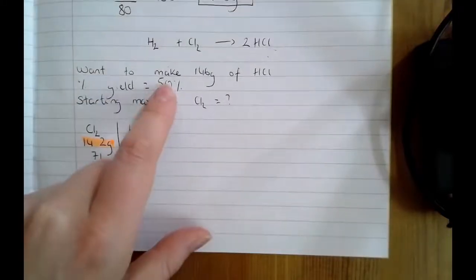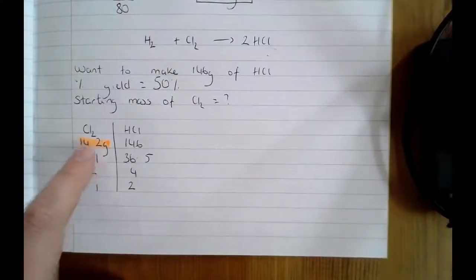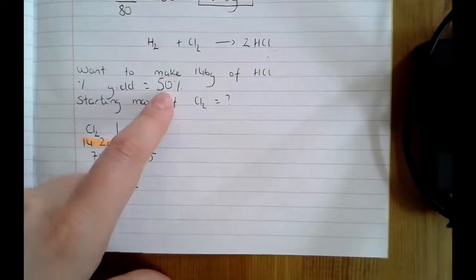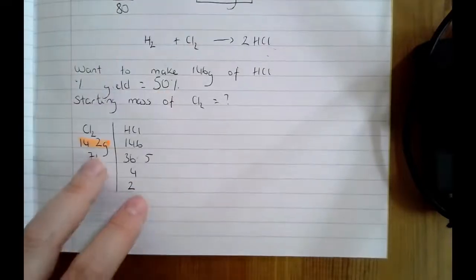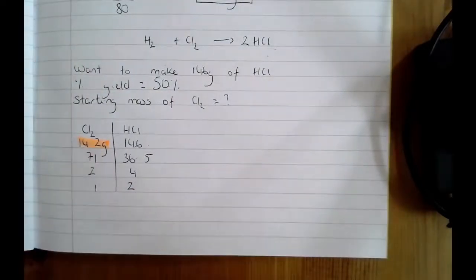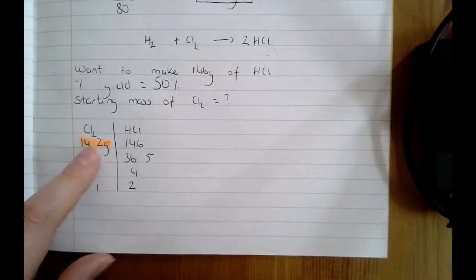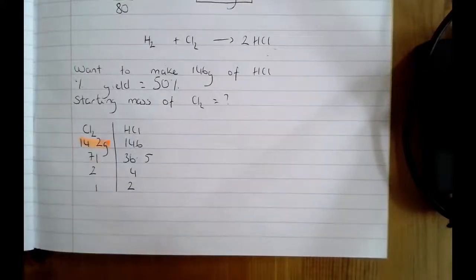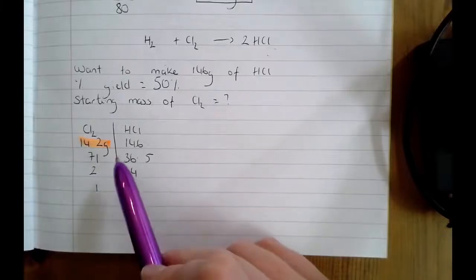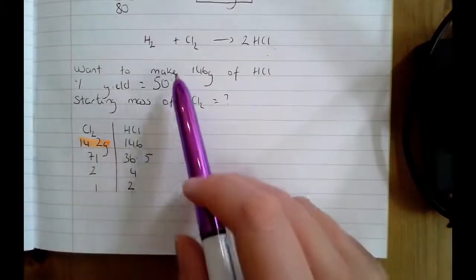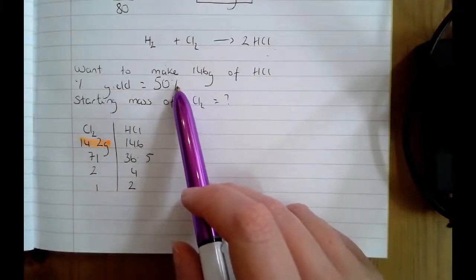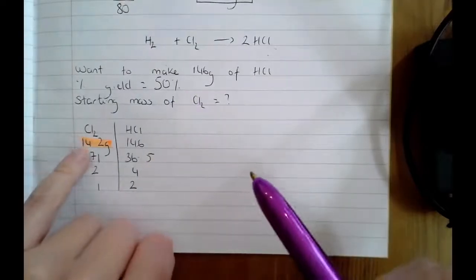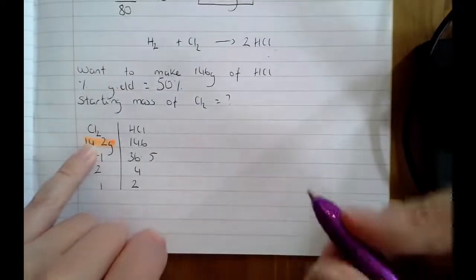But when I've only got 50% yield, I'm going to need to start with quite a lot more Cl2 than I originally planned to take into account that I'm going to lose 50% of it. So again, common mistake here is students just get 50% of 142 and they write their answer 71 grams. That again makes no sense. You're starting with less than you need, even though you know you're going to lose half of it, which makes no sense. Your final answer has to be bigger than 142.